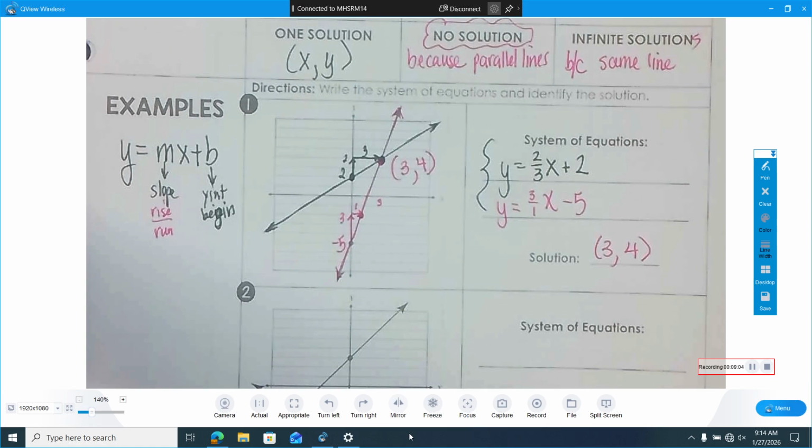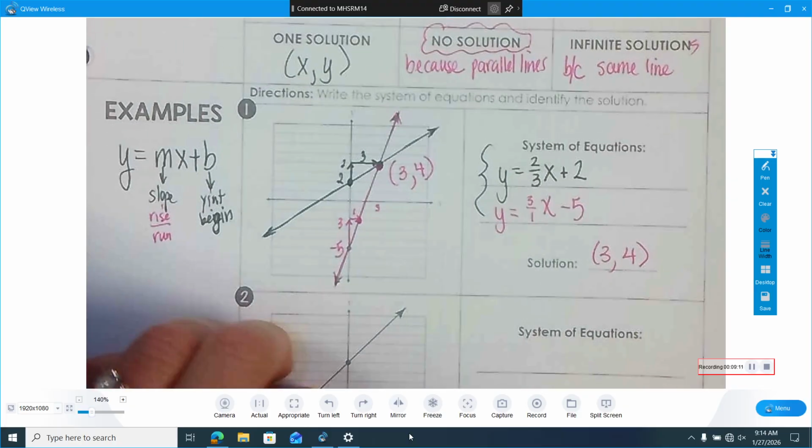All right, fantastic. So you actually don't have to write the equations, which is nice. So instead, we are going to be graphing them. So we're going to turn the page.